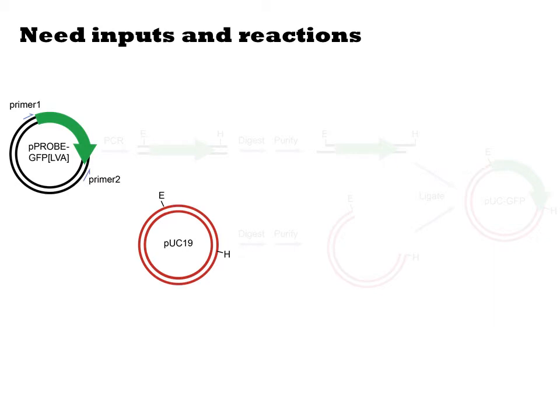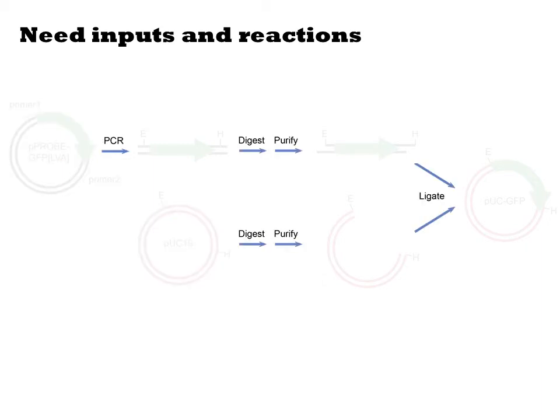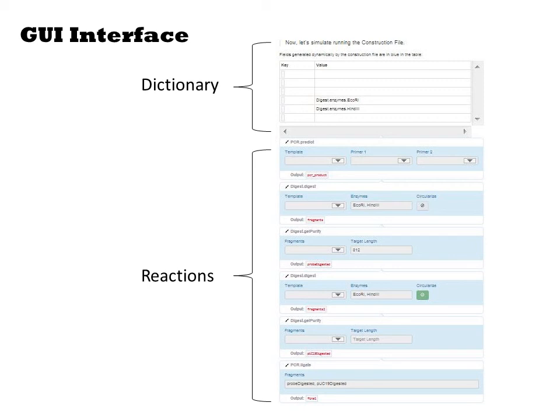Two pieces of information are needed for a construction file: the list of input sequences and the reactions. This list of sequences for our experiment would include pProbe GFP LVA, pUC19, primer 1, and primer 2. And there are 6 reactions: 1 PCR, 2 digests, 2 purifies, and 1 ligate. In the GUI, these distinct reactions and inputs are displayed visually as a dictionary specific to this project and a list of reactions that reference this dictionary.